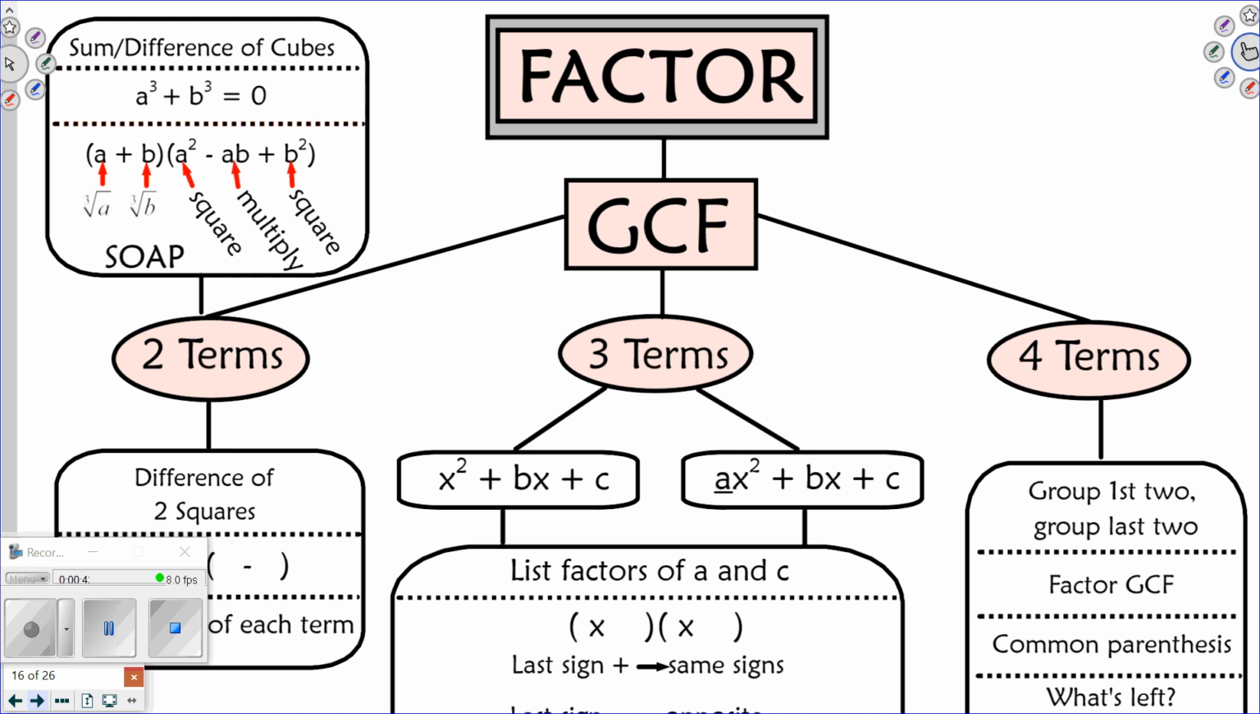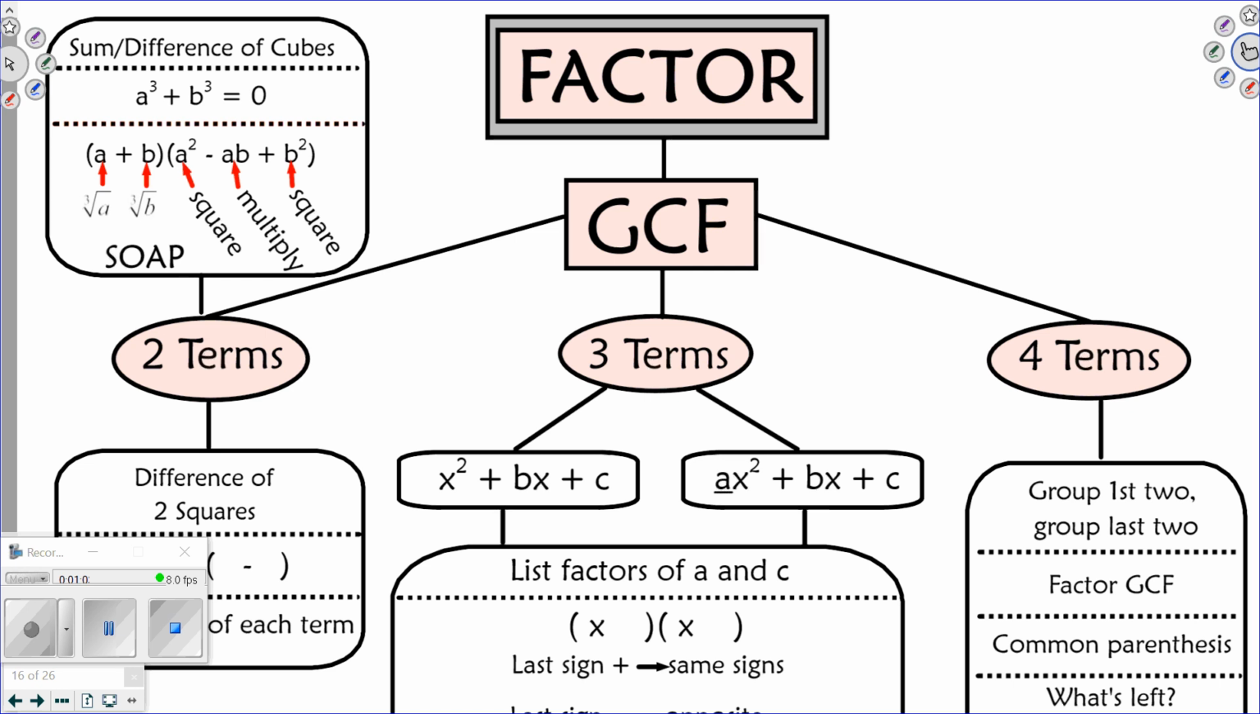So I threw on here your factoring flowchart just because I think it's helpful to look at what your options are for how many terms you have. So obviously we have 2 terms. Difference of squares is what we had done always, my favorite. And then you also could have sum or difference of cubes. And I did break it down on your flowchart, if you have not looked at that in a while, all of how to do that.